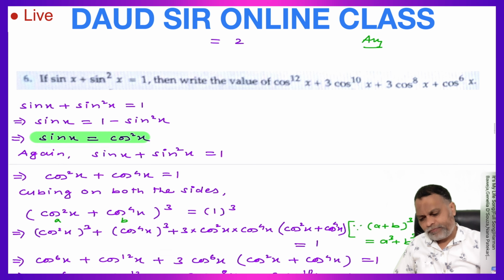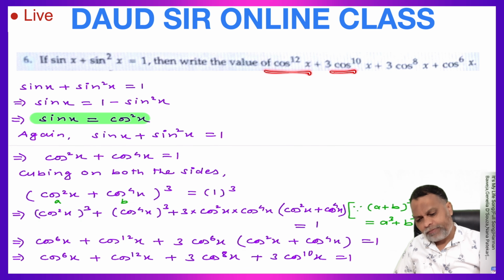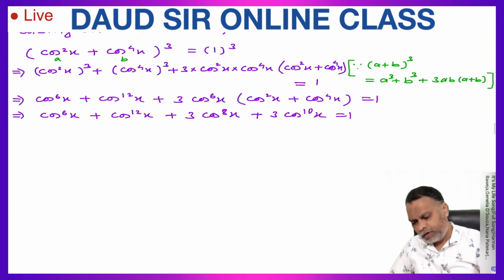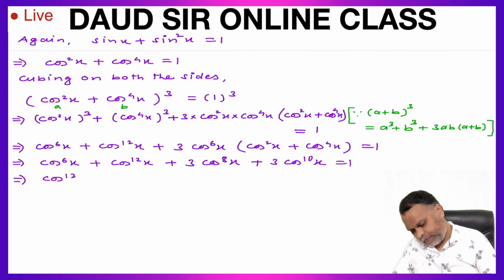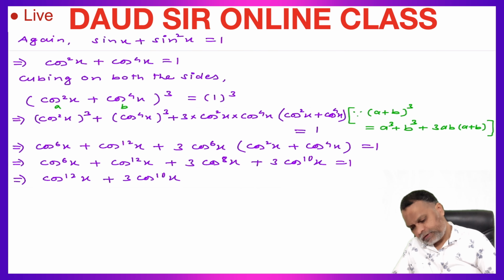Now we can arrange them. First 12 power, then 10 power, then 8 power, then 6 power. So cos¹²x plus 3 cos¹⁰x, then 8 power, plus 3 cos⁸x, then 6 power, cos⁶x is equal to 1.